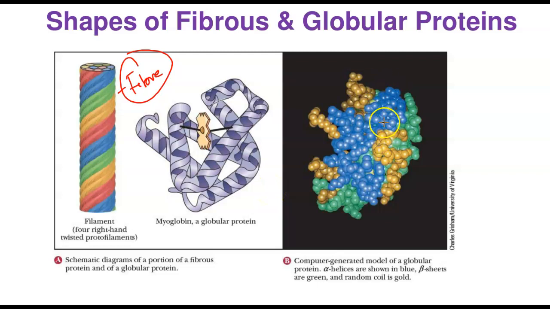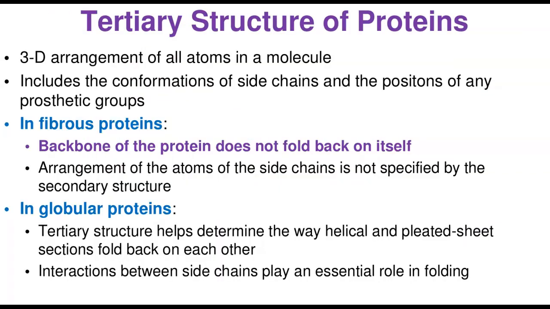They're going to have a mixture of both the alpha helix and the beta-pleated sheet. Tertiary structure of proteins. The tertiary structure of proteins represents the three-dimensional arrangement of all the atoms in a protein molecule, and includes the conformation of the side chains. Remember, the R groups now come into play.